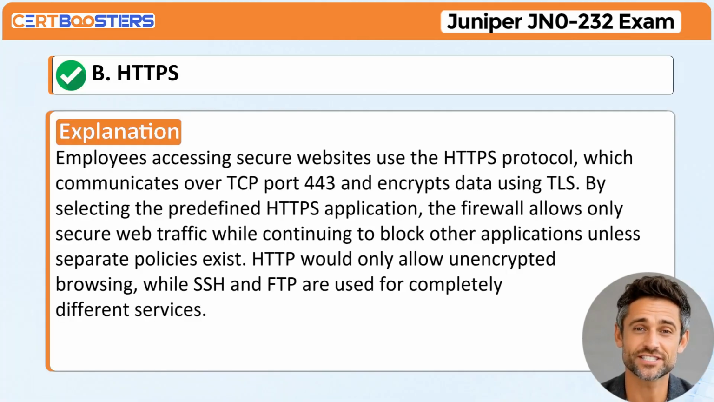Correct answer: B. HTTPS. Explanation. Employees accessing secure websites use the HTTPS protocol, which communicates over TCP port 443 and encrypts data using TLS. By selecting the predefined HTTPS application, the firewall allows only secure web traffic while continuing to block other applications unless separate policies exist. HTTP would only allow unencrypted browsing, while SSH and FTP are used for completely different services.